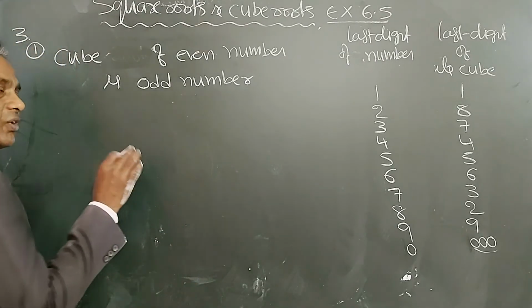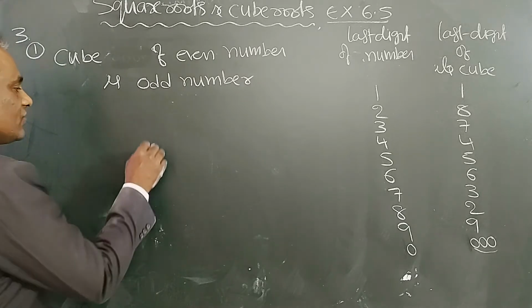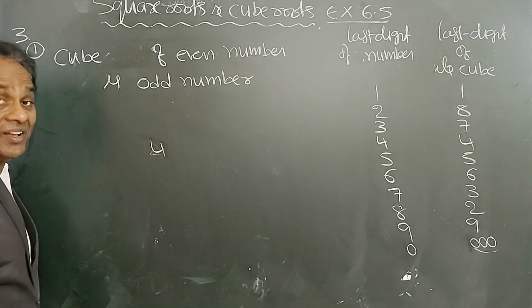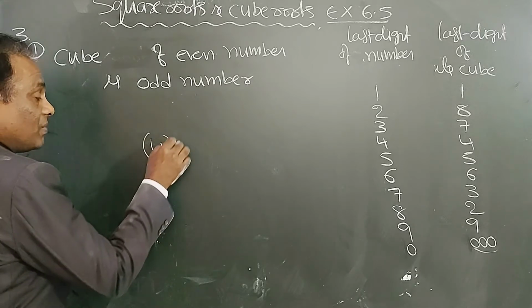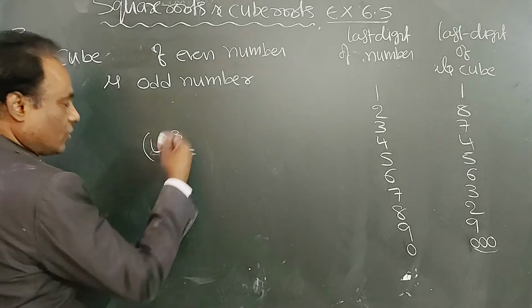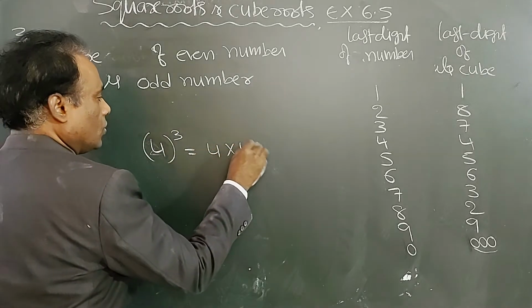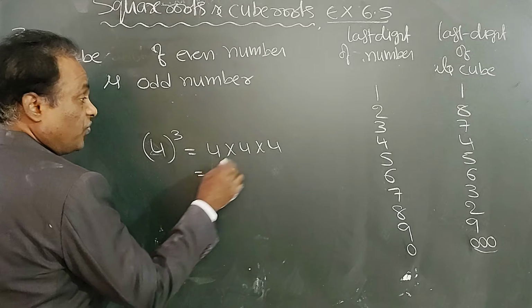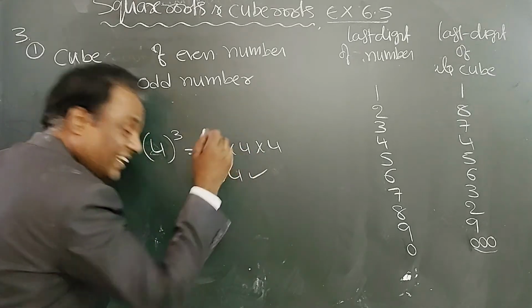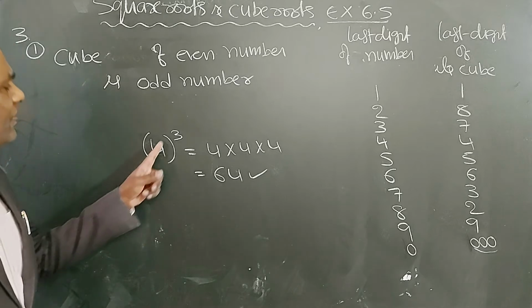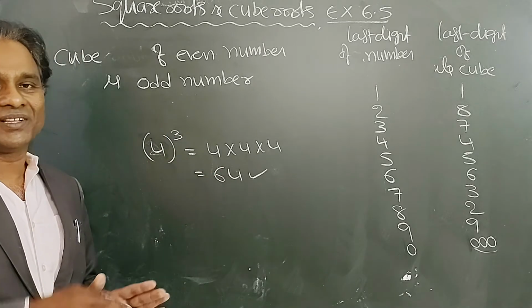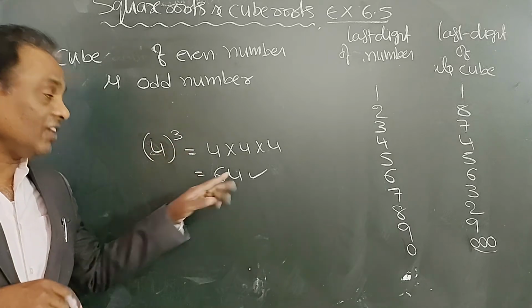That means, suppose you take an even number, let us take 4. 4 is an even number. Find its cube. The cube is 4 into 4 into 4. 4 into 4 is 16, 4 times 16 is 64. This is also even. Every even number, if you cube, we will get an even number only. We won't get an odd number. Cube of an even number is an even number only.